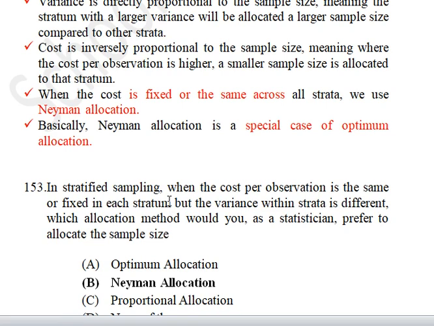As we discussed above, when the cost is fixed but variance is different, then we use Neyman allocation, not the optimum allocation. When cost is not fixed and variance also varies, then we use optimum allocation. When cost is fixed or the same, then we use Neyman allocation. So the correct answer will be B, the Neyman allocation.